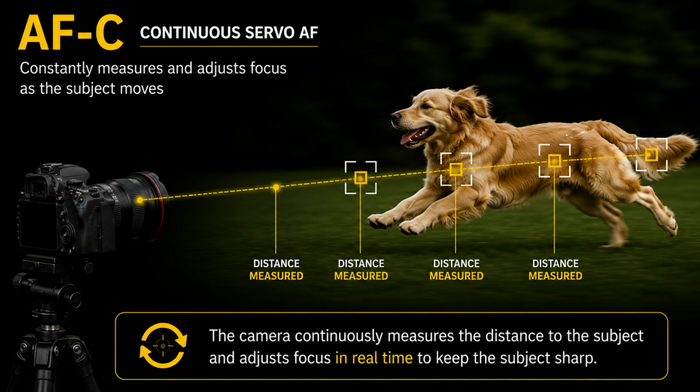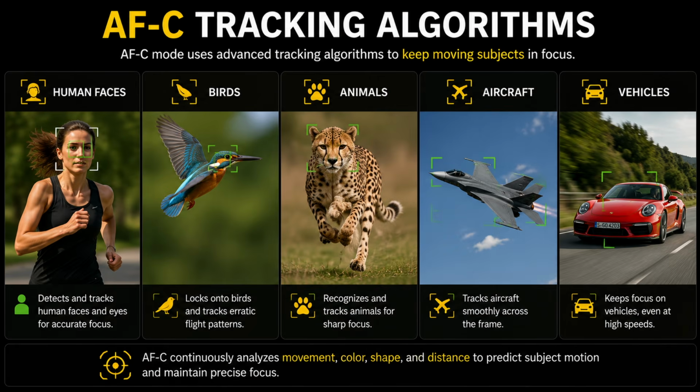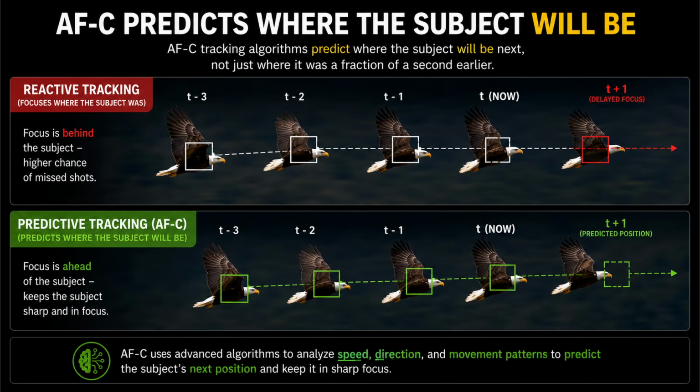Modern cameras combine AFC with sophisticated tracking algorithms that can recognize human faces, eyes, animals, vehicles, and even aircraft. The autofocus system predicts where the subject will be when the shutter fires rather than where the subject was a fraction of a second earlier. This predictive focusing is what allows photographers to capture fast-moving action with remarkable accuracy.